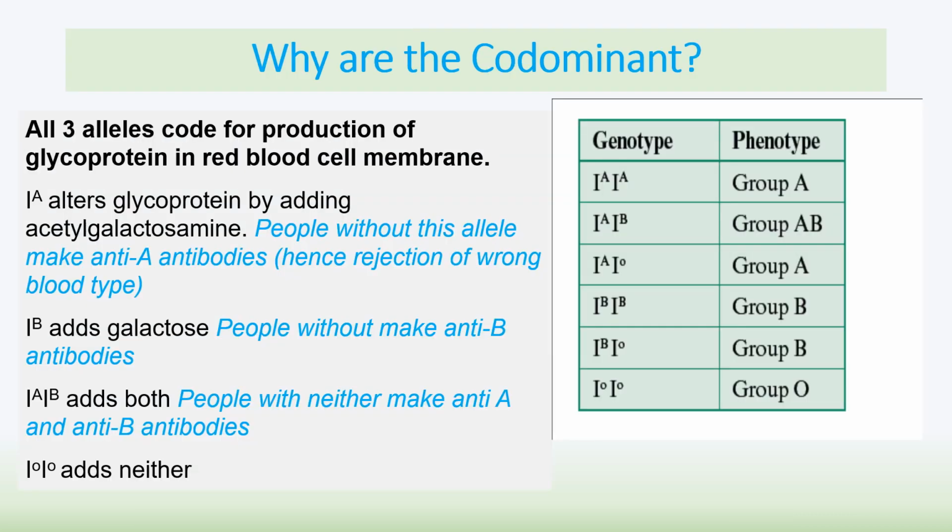So why are the blood groups codominant? Well, all three alleles code for the production of the glycoproteins. So IA alters the glycoprotein by adding something called acetylgalactosamine. People without this allele make anti-A antibodies and would reject that. IB adds galactose. People without this will make anti-B ones, and people who have IA and IB would neither make anti-A or anti-Bs. And O adds neither, which is why blood group O is such a useful one in blood donations, because it will allow you to donate it to everyone.